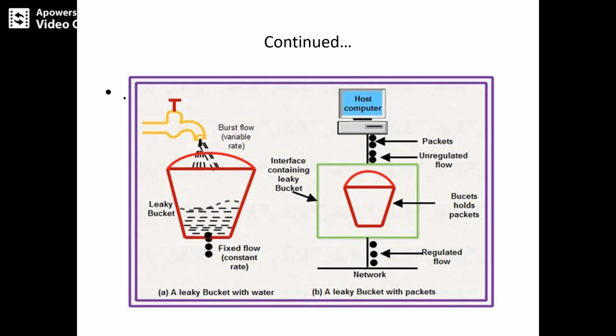So first, this is the host computer. Assume that in a host computer we have an unregulated flow of data, which is called a packet. This is the buffer. The bucket holds the packet. This is the interface containing the leaky bucket. Usually we can call it the buffer of a particular router or network in the subnet.